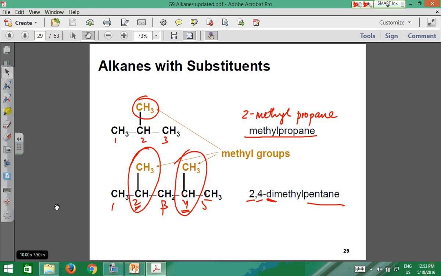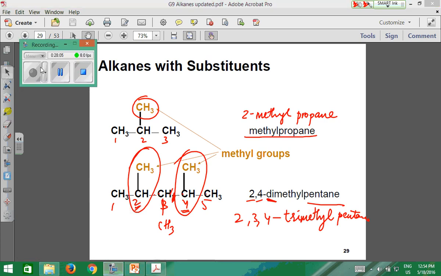Okay. If I have one more CH3 here, then what? I have to remove one hydrogen from here, because one bond, one hydrogen. So it will be now like this. So then I'll write 2, 3, 4 trimethyl pentane, like this. So this is the naming of any alkane or alkene, I mean hydrocarbons. Now you can give the names like this. Easy.